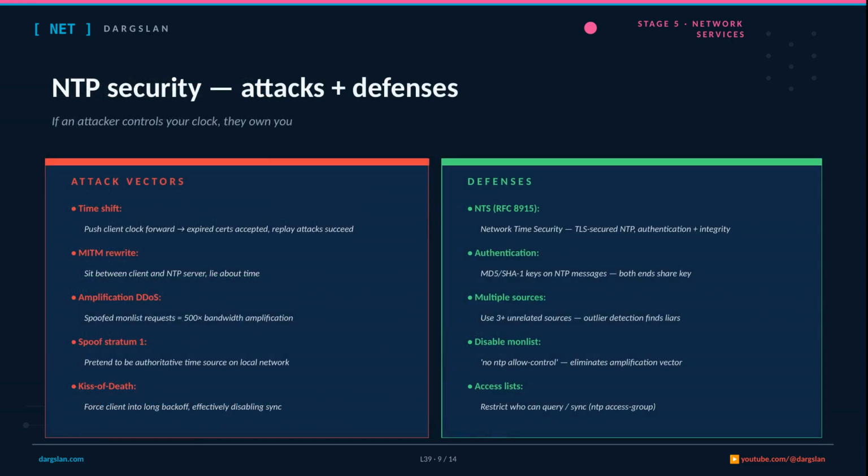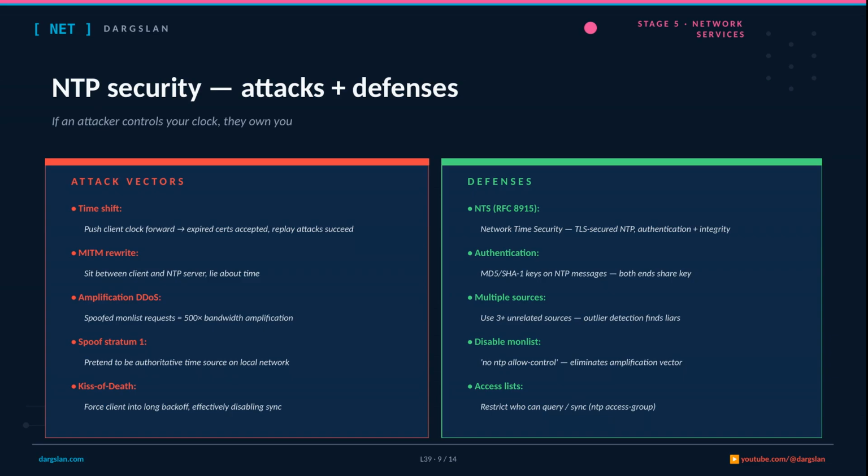Now that your NTP server is running, here's why you need to lock it down, because if an attacker controls your clock, they effectively own you. Push a client's time forward and suddenly expired certificates look valid and replayed tokens get accepted. Sit in the middle and lie about time, or pretend to be a Stratum 1 source on the LAN, and you've poisoned every device that trusts you.